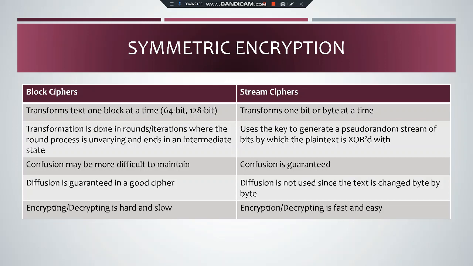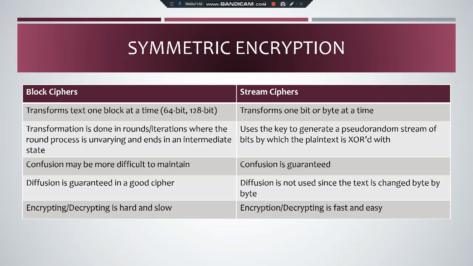Diffusion is guaranteed in a good block cipher. Diffusion is the property that if you change an A to a B or 1 to a 2, this propagates throughout the entire ciphertext, so that it changes the ciphertext dramatically. Diffusion is not used in a stream cipher since the text is changed byte by byte and it's already completely random. But this also ends up being a disadvantage in a stream cipher: you can't really ensure the integrity of a message.